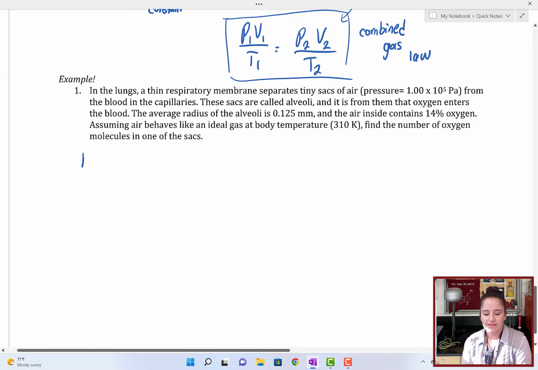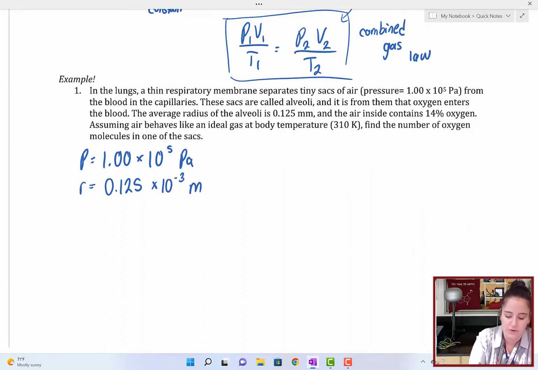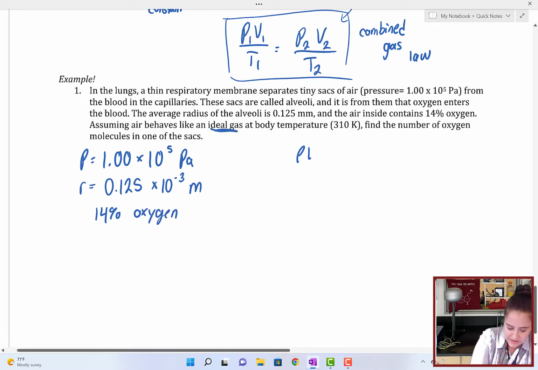In the lungs, thin respiratory membranes separate tiny sacs of air with a pressure of atmospheric pressure, so pressure is 1.00 times 10 to the 5th pascals, from blood in the capillaries. These sacs are called alveoli, and it is from them that oxygen enters the blood. The average radius of an alveoli is 0.125 millimeters, so 0.125 times 10 to the negative 3 meters, since milli is times 10 to the negative 3. And the air inside contains 14% oxygen.